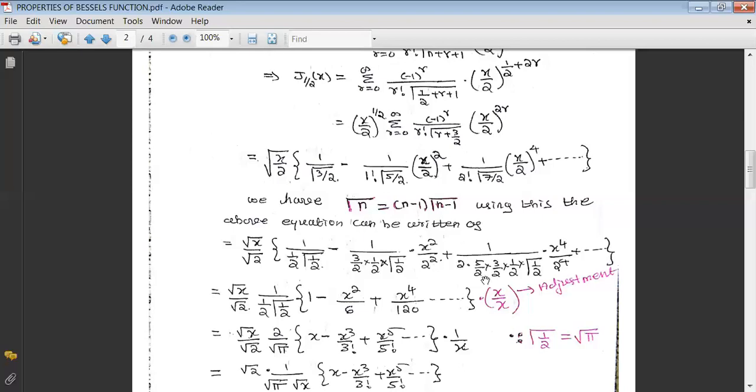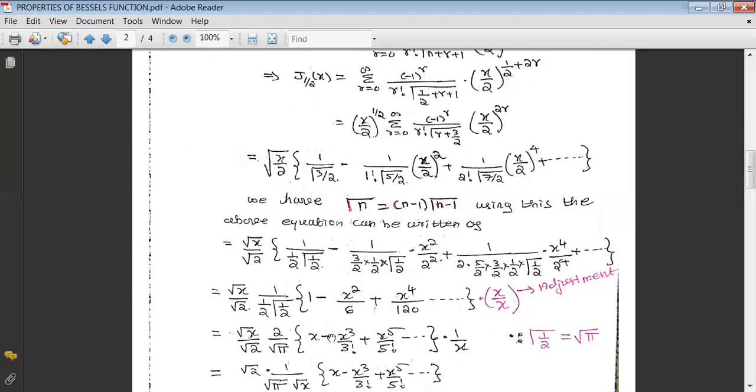this 2 will get cancelled. And here it is 2 raised to 4, means 16, and 1 2 will get cancelled. That is 8. 8 into 5, that is 40. 40 into 3, that is 120 we get.